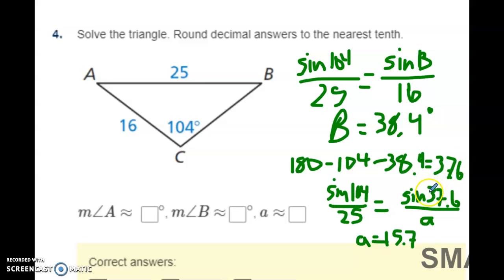Now that you know angle A, you can do the sine proportions to find side A. Sine of 104 over 25 equals sine of 37.6 over A. 25 times the sine of 37.6, find an answer, divide that by sine of 104, and you get 15.7.